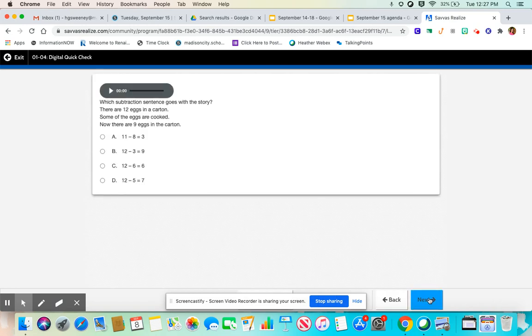All right, let's look at this one. This is number 3. So write this one down in your notebook as number 3. Which subtraction sentence goes with the story? There are 12 eggs in a carton. Some of the eggs are cooked. Now there are 9 eggs in the carton. Which one of these subtraction sentences matches the story? A, B, C, or D? Choose your answer and write it down on your math notebook.